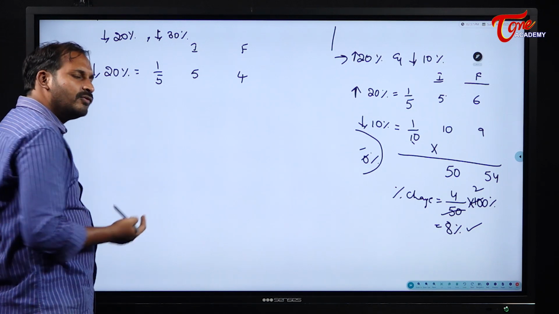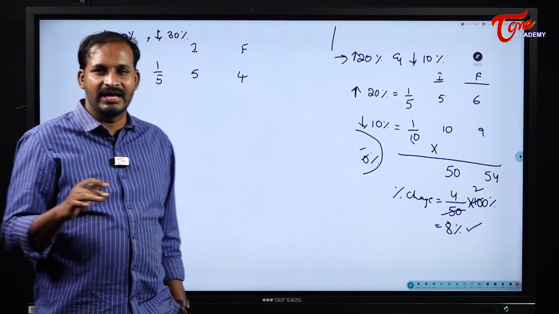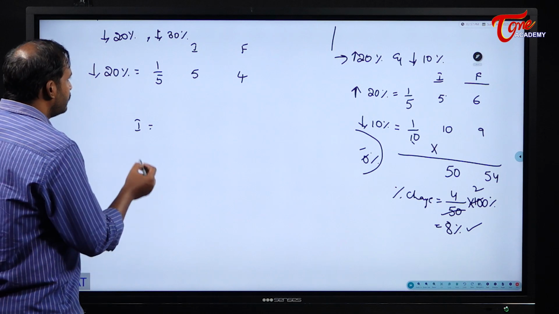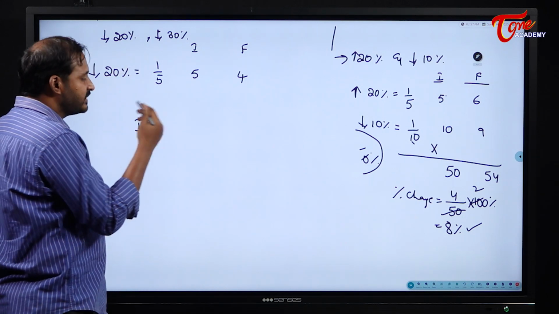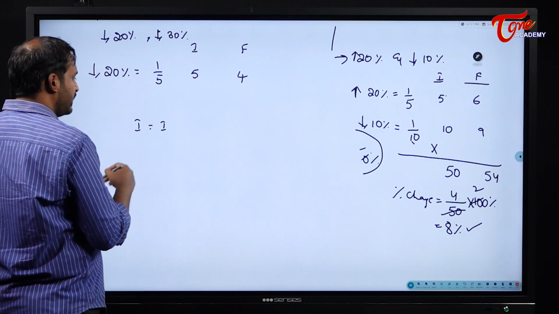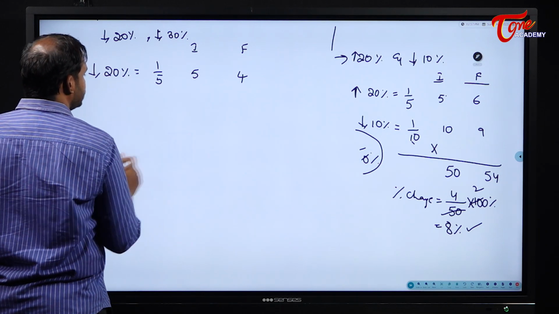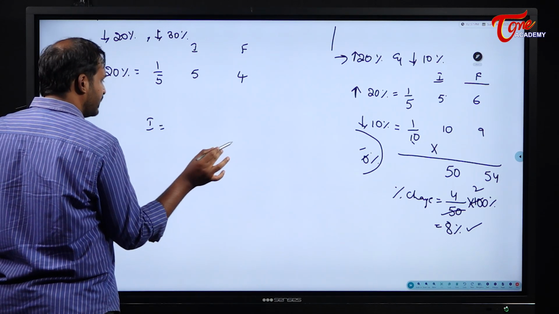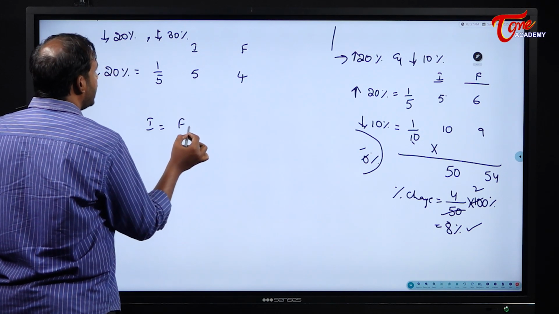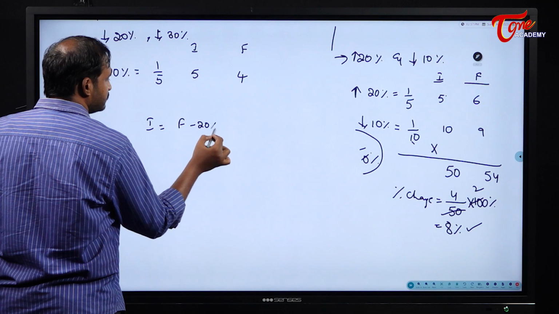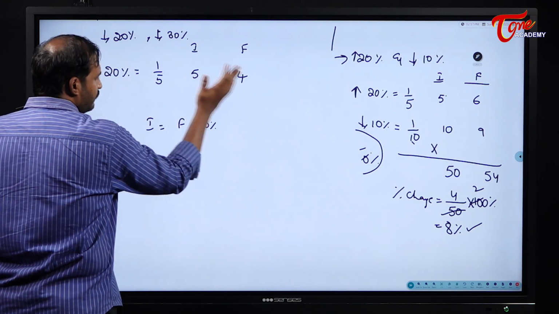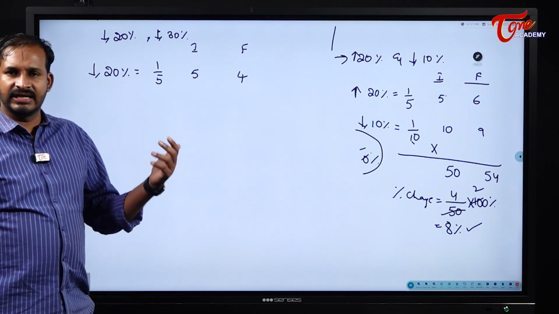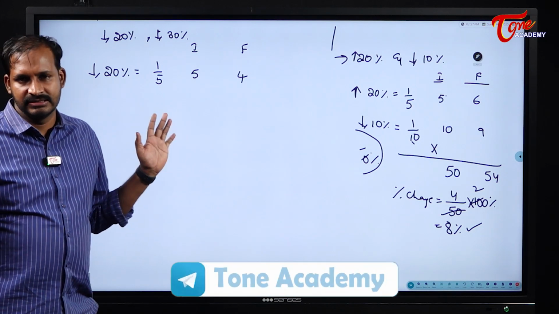See here students, sir, how are you writing all these things directly? Not directly. What I can write is, since it is decreasing by 20%, there will be a relation: initial value is equal to some final value minus 20% of this one. Like this we are going to write. So we don't require all those stories. Try to simply understand this concept. If it is increased, add it. If it is decreased, subtract it. That's it. Nothing more than that.